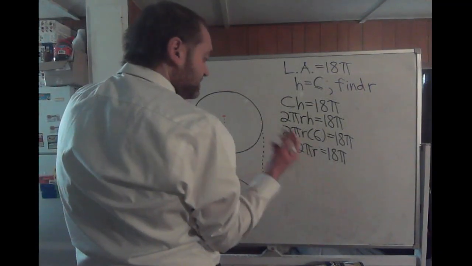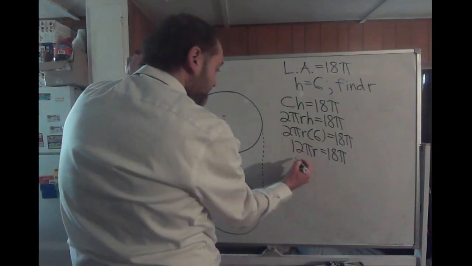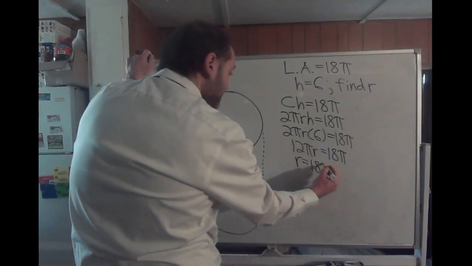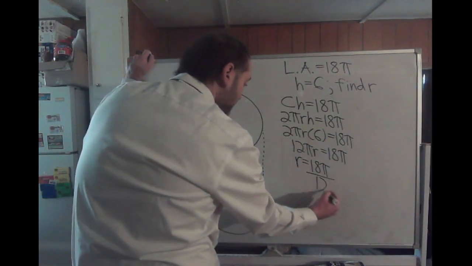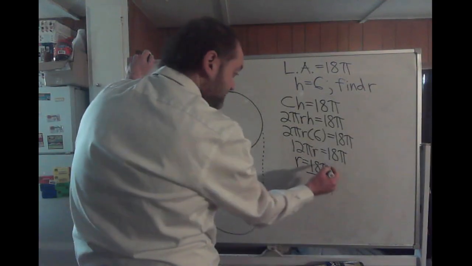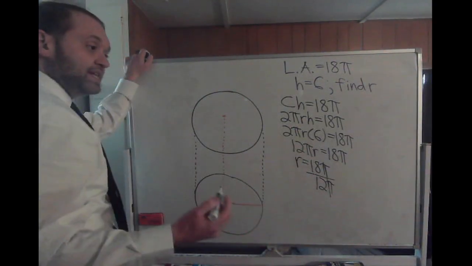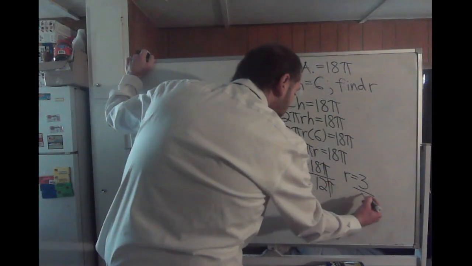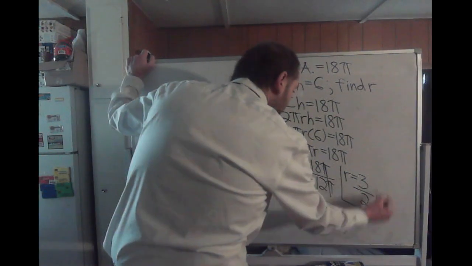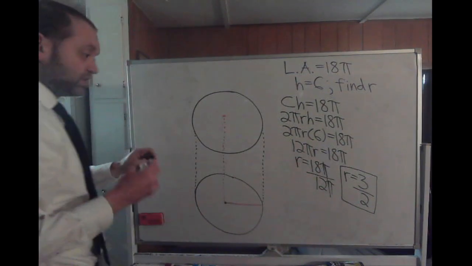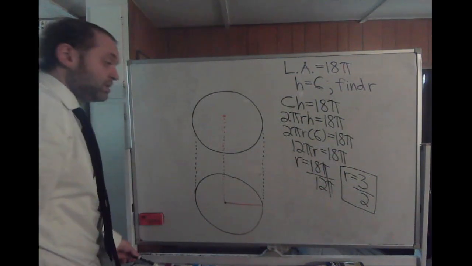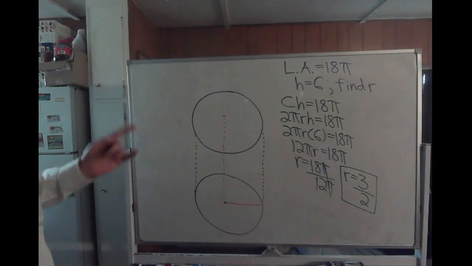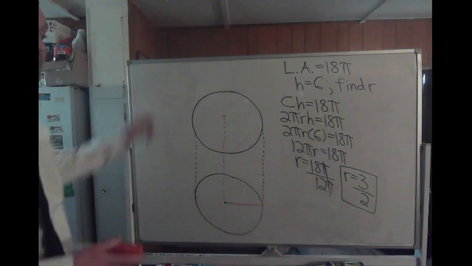First, let's divide both sides by 12 pi. So you'll get the value of the radius. The radius equals, of course, 18 pi over 12 pi. Well, the pi's definitely cancel out. Now, what's 18 divided by 12? It's 3/2. So you'll end up getting a radius of 3/2 units, or 1.5 rather. 3/2 or 1.5 units would be the answer for the radius of this cylinder.